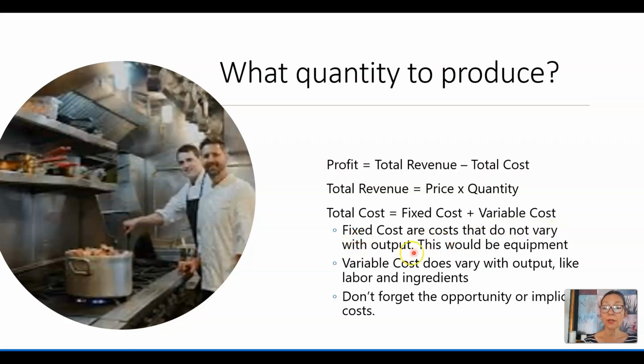So recall that fixed costs are costs that do not vary with output, and most typically this would be equipment. So if we look at the picture over here, this burner, the equipment, the extractor, all of that does not vary whether you make 1 plate of enchiladas or 1,000 plates of enchiladas. It's still the amount that you paid for this piece of equipment stays the same, for example. Okay. Then we have variable cost, and variable cost does vary with output. It's things like labor and ingredients, and those are varying as output changes. Then don't forget that we talked about opportunity cost in our last section, and how opportunity cost or implicit cost are also costs.